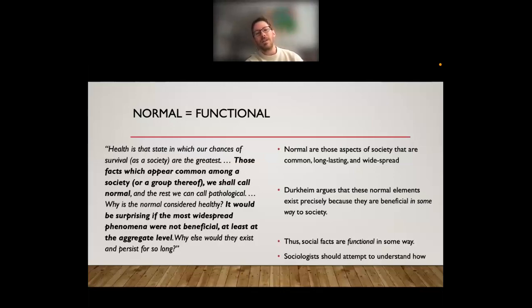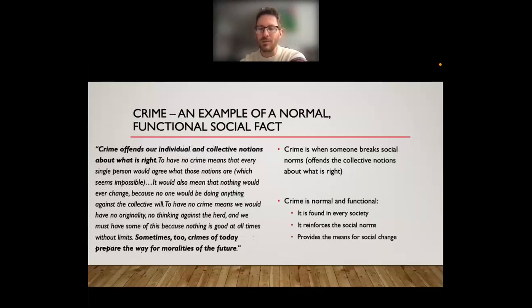So he would be looking at what the normal aspects of a society are, and if they are normal, what is their function? And he argues that crime is a great example of a social fact that is normal and functional for society to exist. He argues that crime is when someone breaks social norms, so it offends the collective notions about what is right. And it's found in every society.